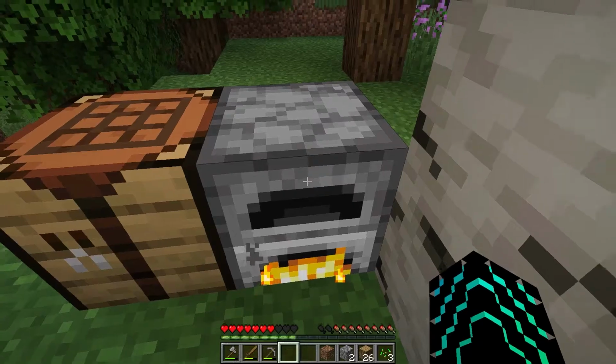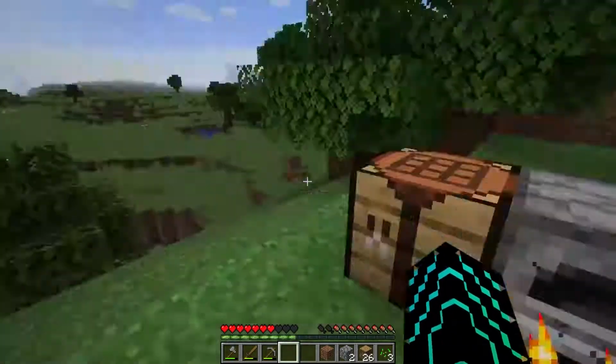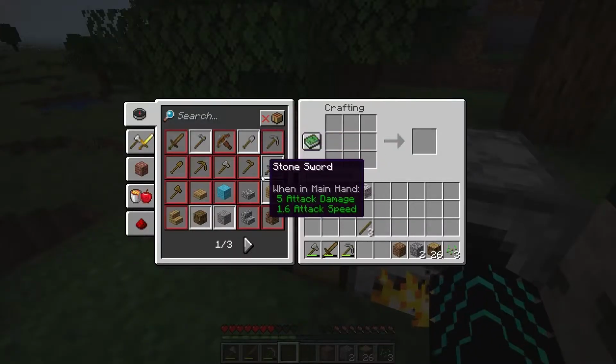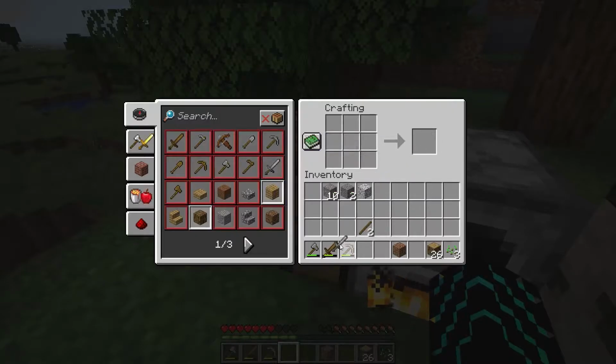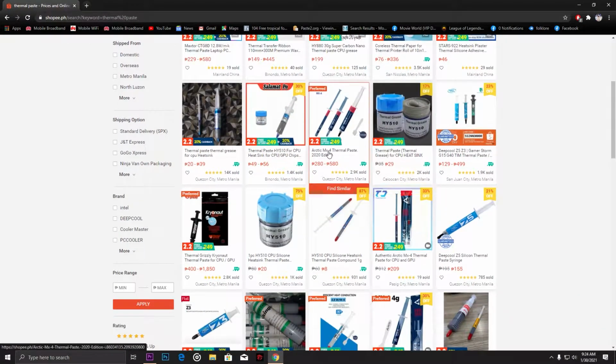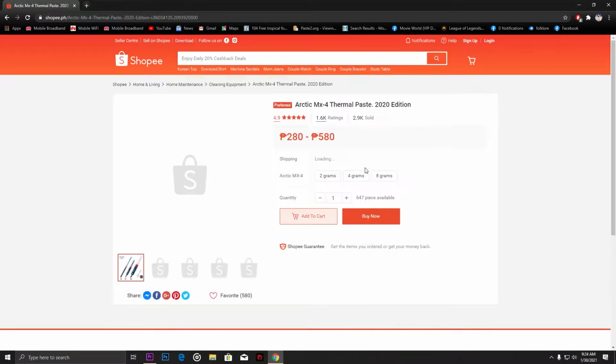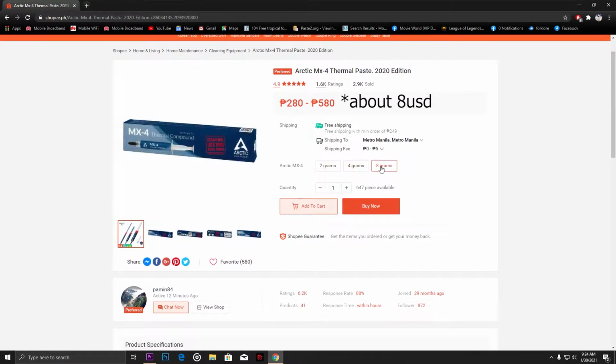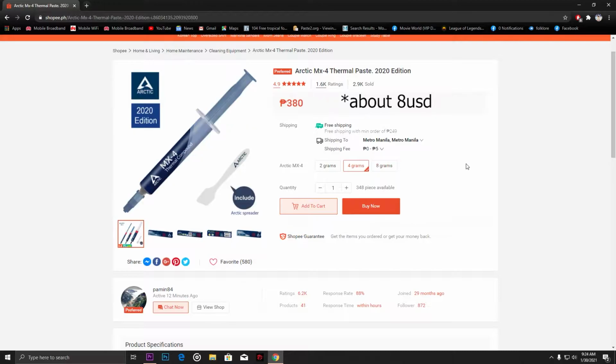Having around 55 degrees Celsius on idle and around 65 degrees on gaming. Therefore, I searched online for some quality thermal paste and found this Arctic MX-4, which is one of the most popular and best performing thermal pastes out there.